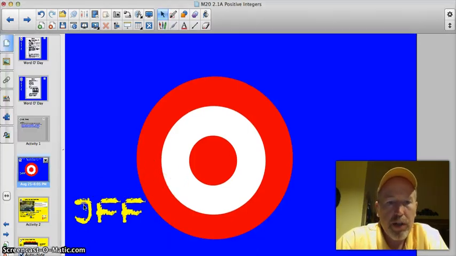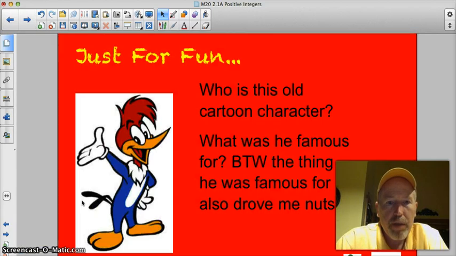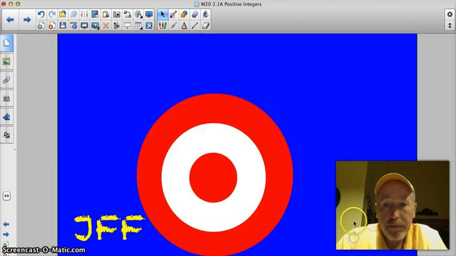Today we're going to be talking about integers, but let's get started with something fun. Who is this old cartoon character, and what is he famous for? By the way, the thing he was famous for also drove me nuts, and I'm pretty sure before the end of the night it'll be driving you nuts too. All right, let's get to the target.